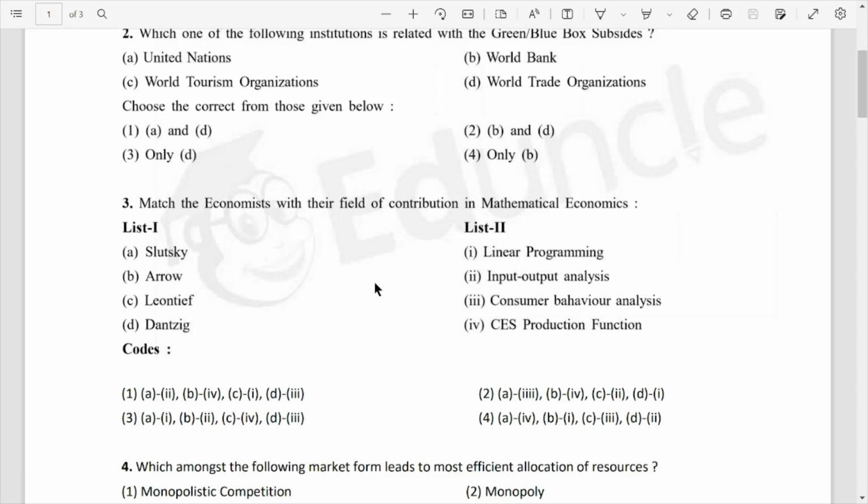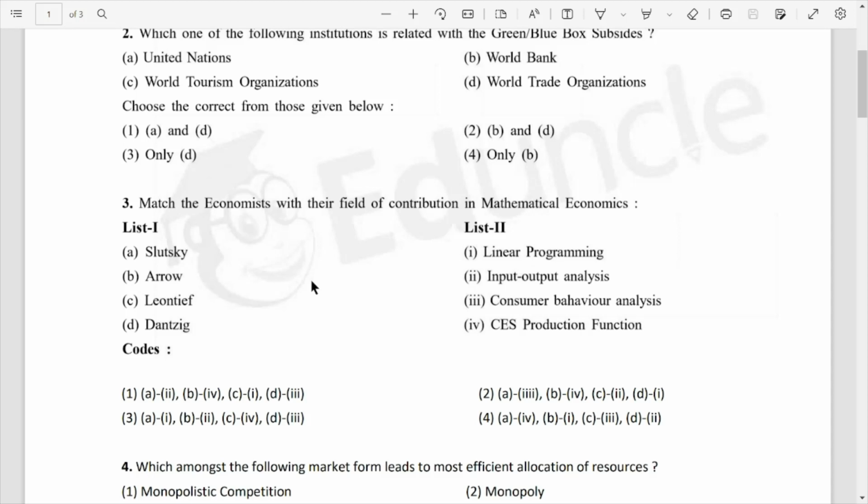Linear programming was given by George Dantzig. Then input-output analysis was given by Leontief, and consumer behavior analysis was given by Slutsky, and the CES production function, meaning constant elasticity of substitution, was given by Kenneth Arrow. So the correct option would be Slutsky consumer behavior analysis, Arrow CES production function, and Leontief input-output analysis. So A3, B4, and C2. This is the correct option. 2 is the correct option.